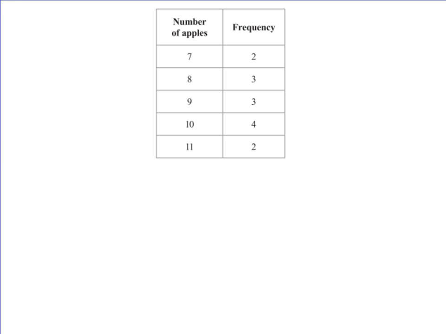Right, an interesting question this. It's not your typical bog standard mean and frequency table one. You're told that there's 14 apples in this table, but there's actually 15 apples in total. The mean number of apples in each bag is 9. So you're given the fact that there's 15 bags and the mean number of apples is 9. So if you do 15 bags times by 9, then that will give you 135 apples in total.